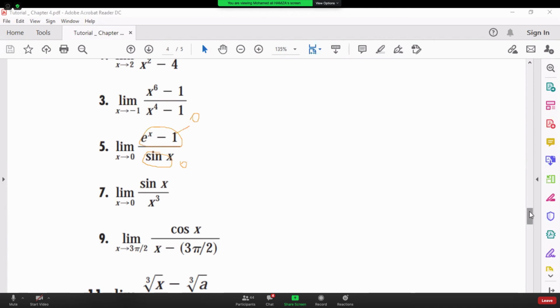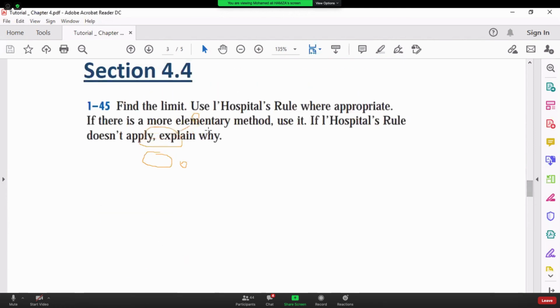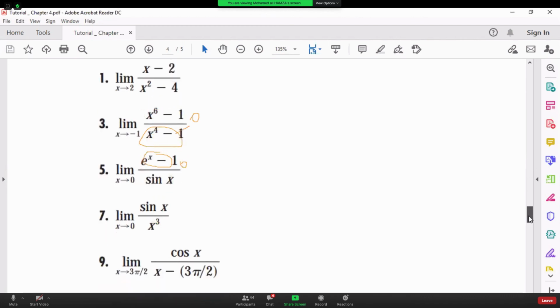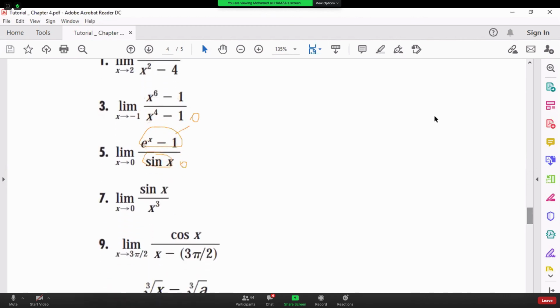Then let's read the question first. Find the limit. Use L'Hospital's rule where it's useful, where appropriate. If there is a more elementary method, use it. If L'Hospital's rule doesn't apply, explain why. Let's move to example 5. This is 5. As I said, we have a problem, then we apply L'Hospital's rule without any problem. Then it becomes limit at 0.